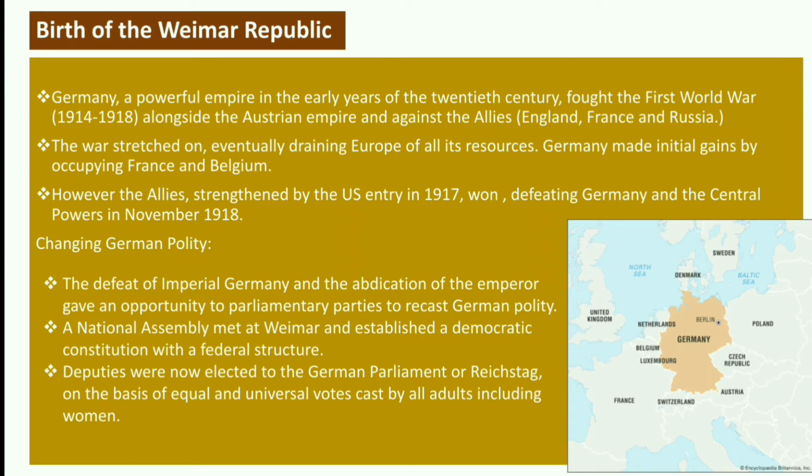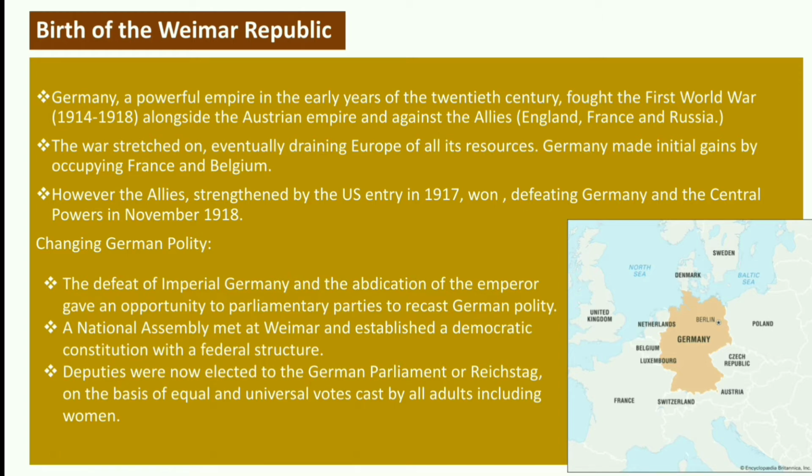This resulted in change in German polity. The defeat of Imperial Germany and the abdication of the emperor gave an opportunity to parliamentary parties to recast German polity. A national assembly met at Weimar and established a democratic constitution with a federal structure.